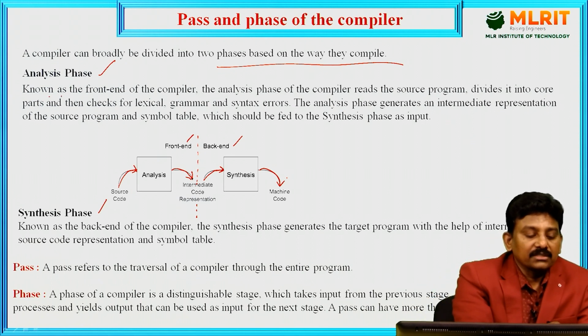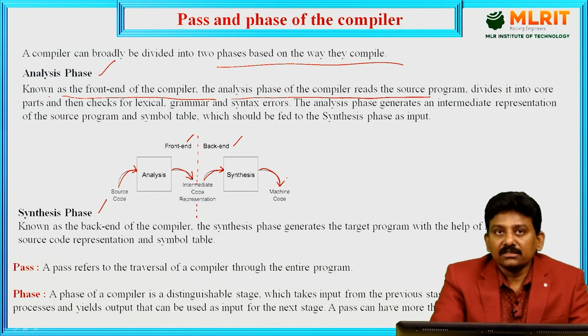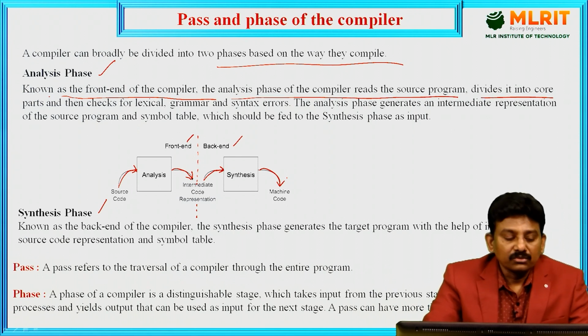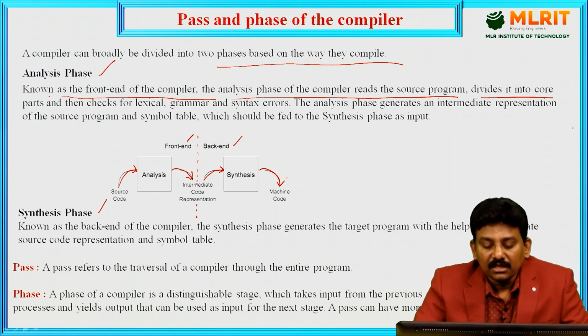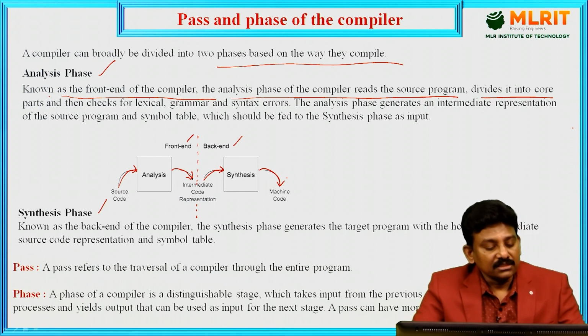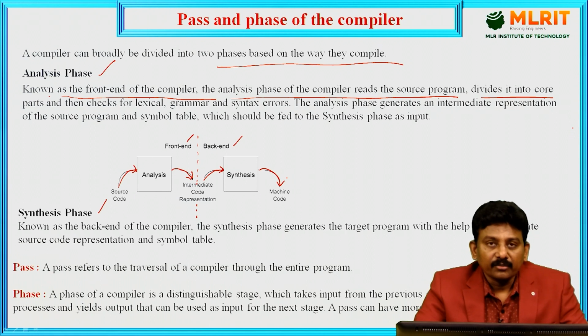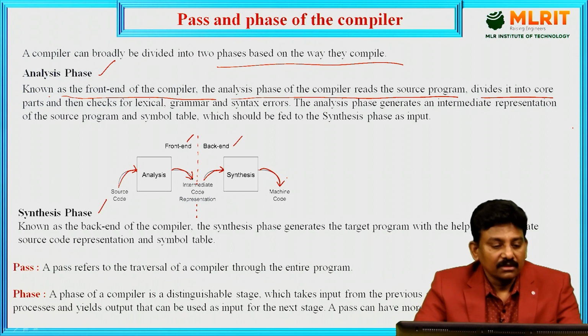The analysis phase contains lexical analysis, syntax analysis, semantic analysis and intermediate code generation phases. The analysis phase is known as the front end of the compiler. It reads the source program, divides it into core parts, and then checks for lexical, grammar and syntax errors. The analysis phase generates the intermediate representation of the source program and the symbol table, which are fed to the synthesis phase as input. The synthesis phase, known as the back end of the compiler, generates the target program with the help of the intermediate representation and the symbol table.